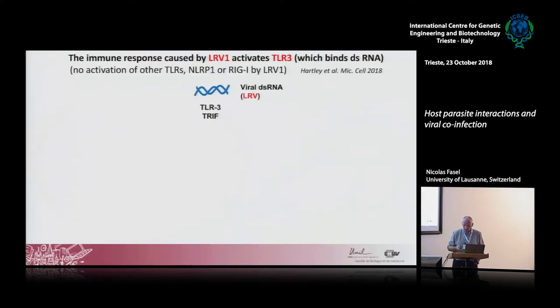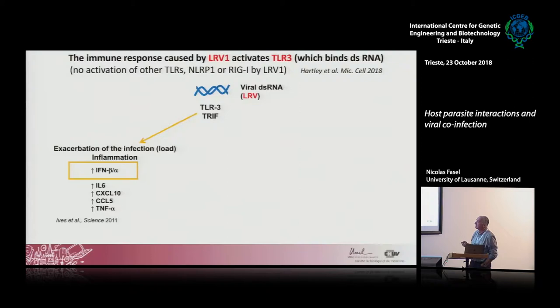Then, if we go a bit more into the detail, what we observed is, as I said, you have activation of TLR3 with an associated molecule, which is TRIF. And then you have exacerbation of the infection, so you increase the parasite load and you increase the inflammation. Everything relates to the production of type 1 interferon, alpha and beta. And then you have chemokines and cytokines which are upregulated, which are produced, and they do their job.